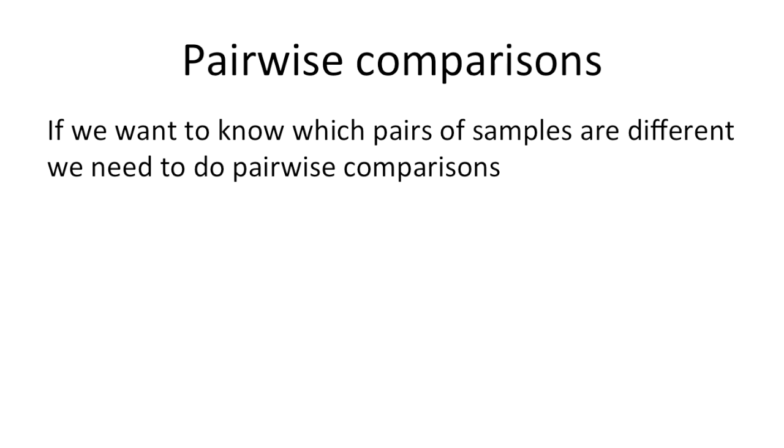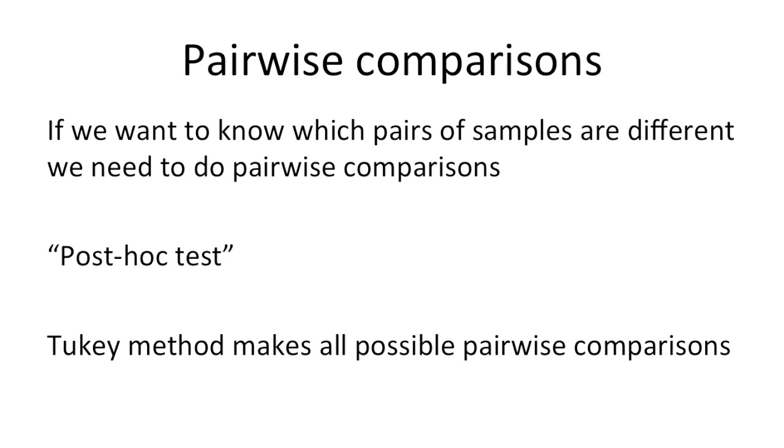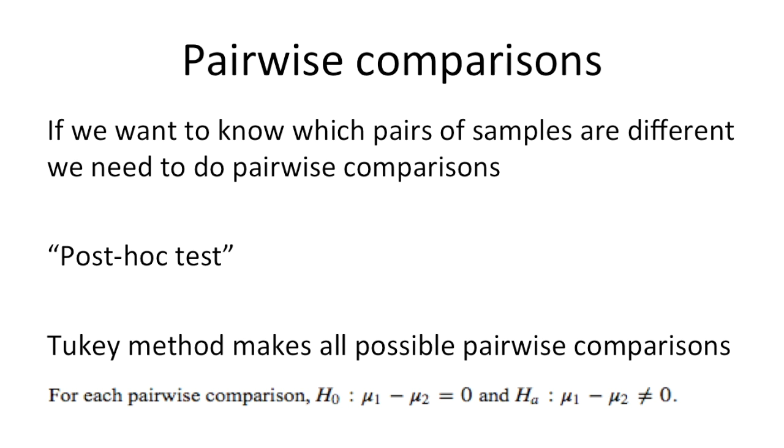Again, if we want to know which pairs of samples are different, we need to do pairwise comparisons. These are also known as post hoc tests because they're performed after the overall one-way ANOVA. In this course, we're going to be using the Tukey method. The Tukey method makes all possible pairwise comparisons.